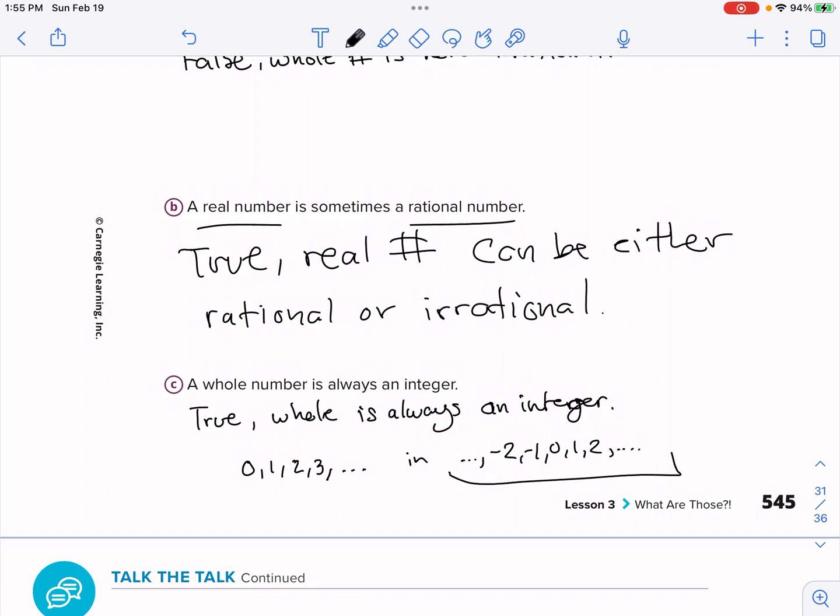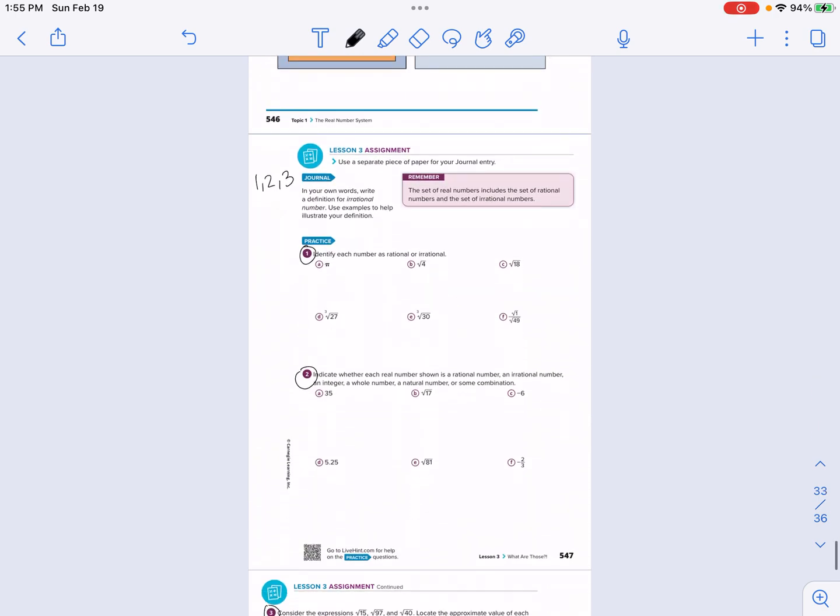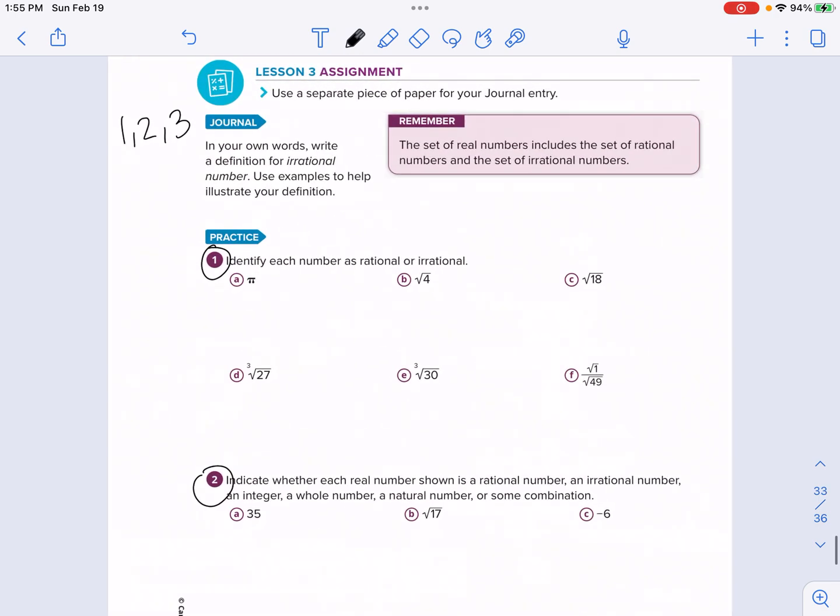Okay. All right. Anyways, that's going to conclude the lesson. On our assignment for practice, we're completing all parts of numbers 1, 2, and 3. And this is on page 547. Okay, let me know if we have any questions.